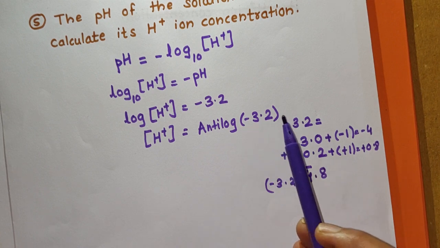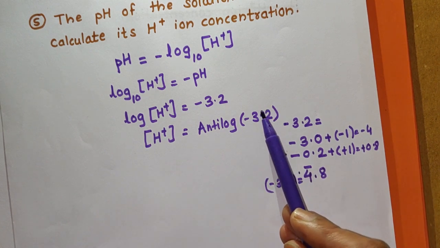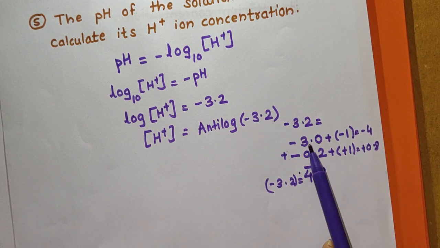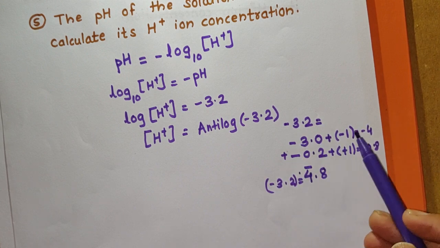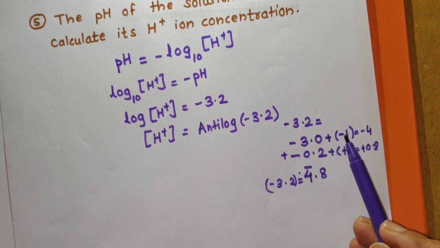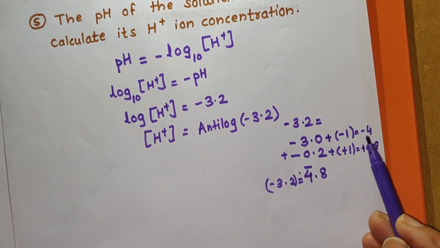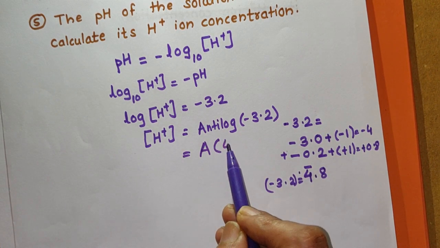You can't determine the antilog of a number where the mantissa is negative. You have to convert this mantissa into a positive number. So if you have to convert this number, minus 3.2, it can be written like this. It will be minus 3.0 plus minus 0.2. So here, by not changing this number, we are adding minus 1 to the characteristic and plus 1 to the mantissa. So this number will become bar 4.8. Now you can see the antilog of bar 4.8 directly.